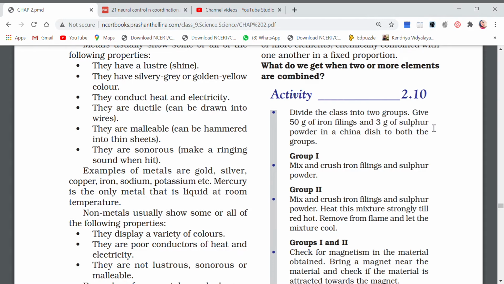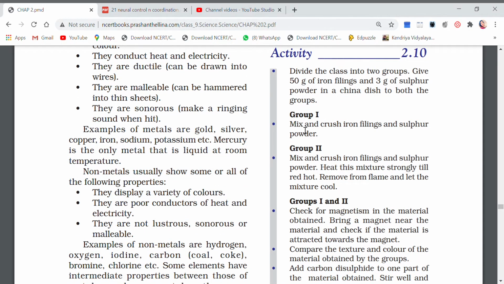Divide the class into two groups. Give 50 gram of iron filings and 3 gram of sulfur powder in a china dish to both. So both the groups are getting the same thing, right? 50 gram of iron filings and 3 gram of sulfur. So group 1, what does group 1 do? Mix and crush the iron filings and the sulfur powder.